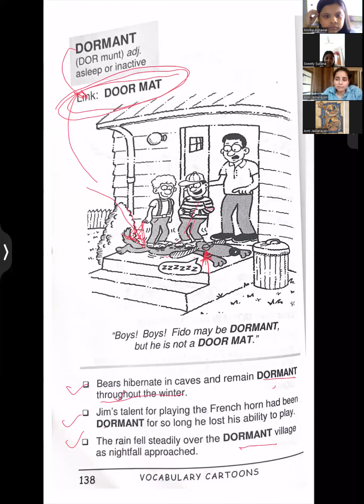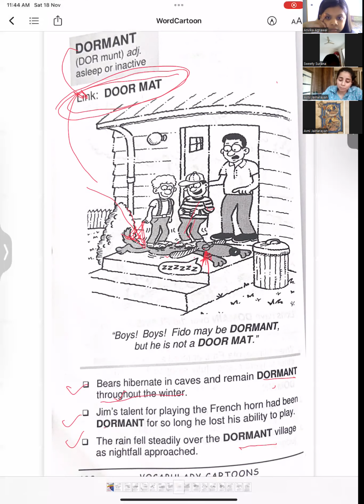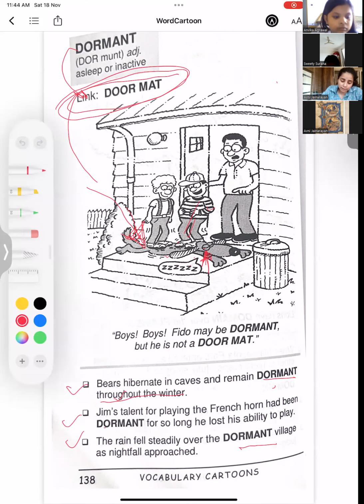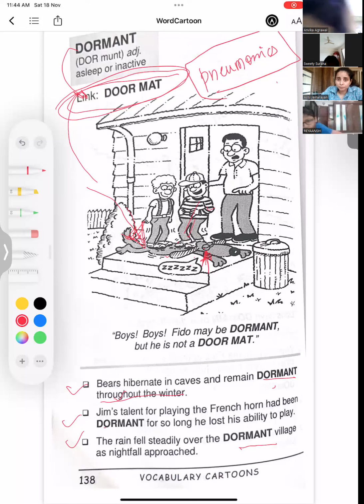Now dormant was something that we did in the last class. Dormant means inactive. And how are we going to remember it? That the dog became the doormat and the dog was inactive, he was not moving. So this particular style of learning words is known as mnemonic. आपको याद करना है, अब आपके ऊपर है आप कैसे याद करोगे, ठीक है? Mnemonics are very useful, children, to learn things, okay?